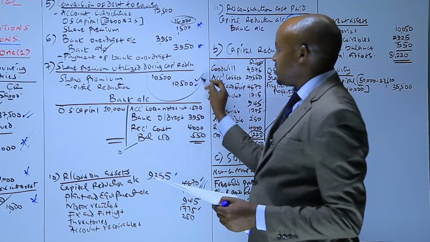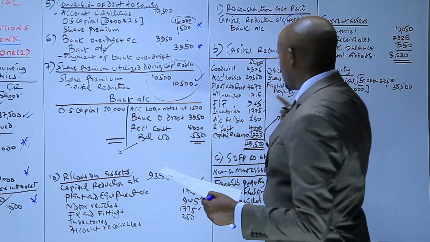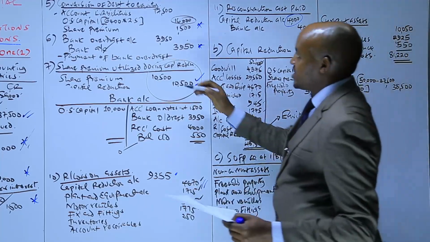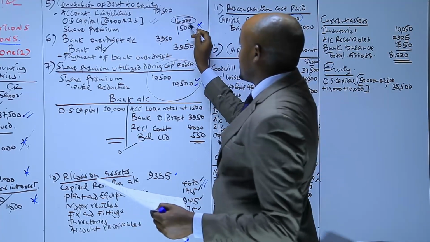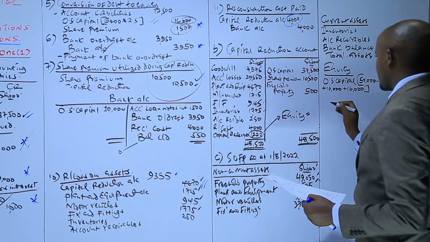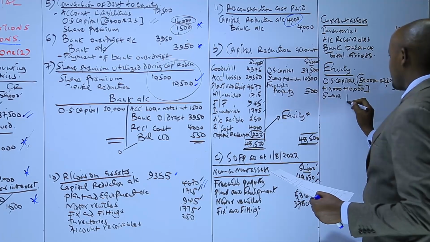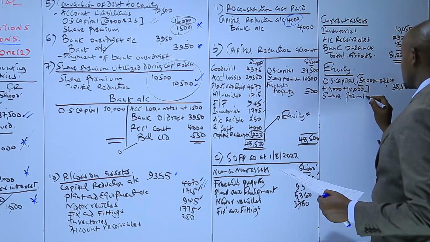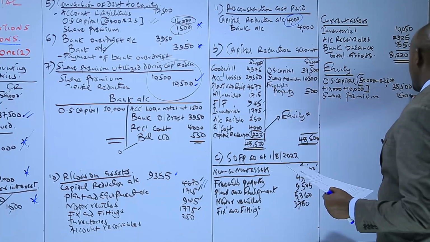Then, in the statement of financial position, the share premium which we have there, we need to recall it was utilized during the capital reduction. That will not appear here. But these particular shares which were issued to the creditors to pay their debt, they were issued at a premium. So we are going to have a new share premium of 1,500.